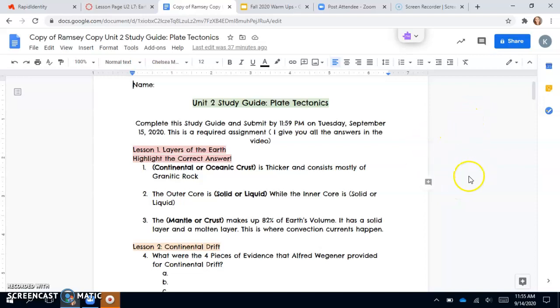Today we're going to be going over your Unit 2 study guide on plate tectonics. I wanted to go over this with you just to make sure that we were all on the same page for your Unit 2 test.